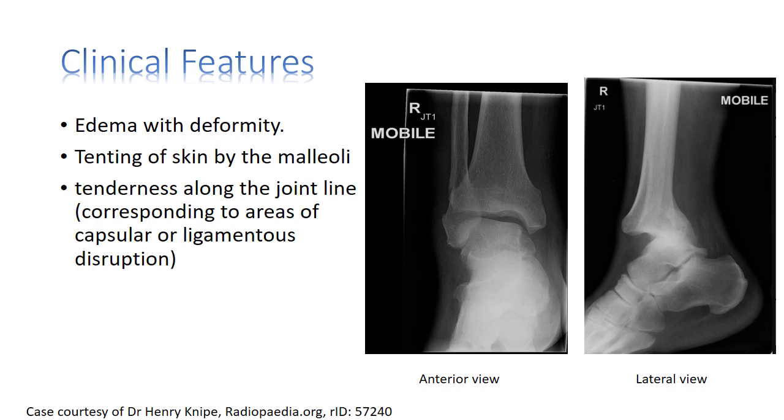On the left side is the plain X-ray imaging of the ankle in anterior view and lateral view. The dislocation is more prominent on the lateral view of the ankle, where you can see the talus bone is not in contact with the tibia and also the fibula above.